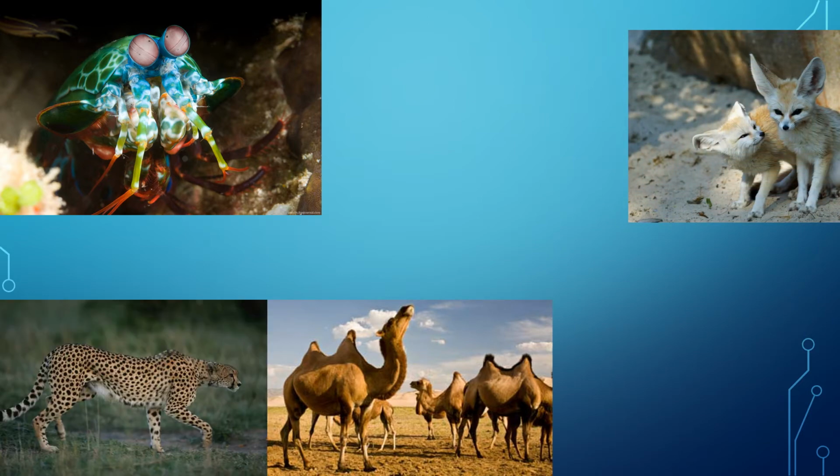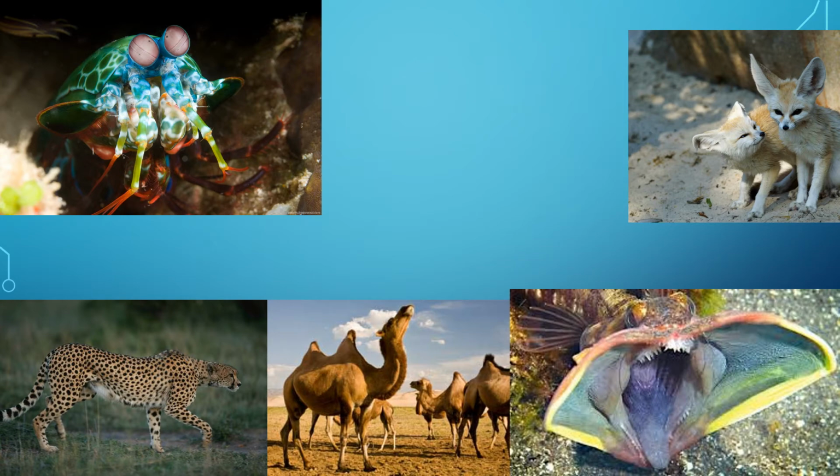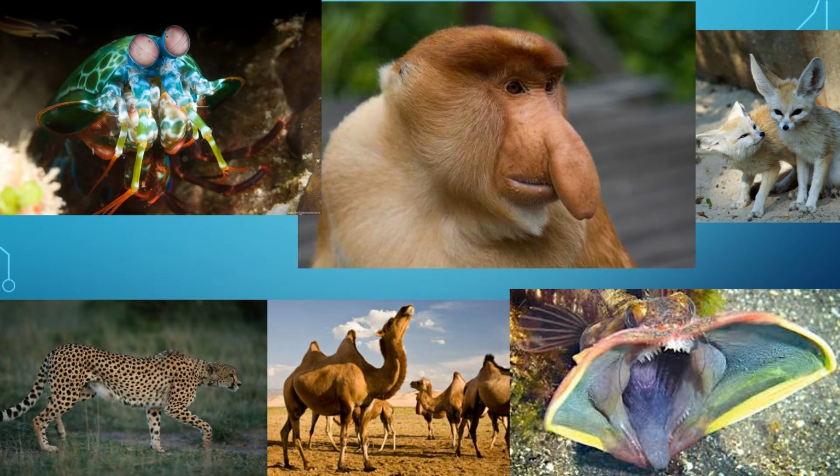All right, as we look at the pictures of these animals, I want you to think about the different characteristics that these animals have. The cheetah has spots and the camel has humps. Now, why do these animals have these characteristics? Are they adaptations? Do these characteristics help these animals survive?